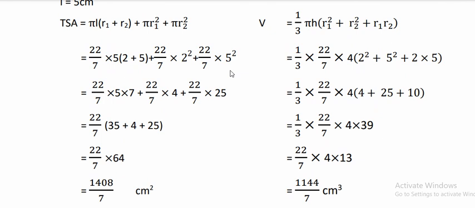So students, this is the key answer for the model question paper of the district level preparatory examination. By using this question paper and key answers, you have to prepare yourself for your exam.